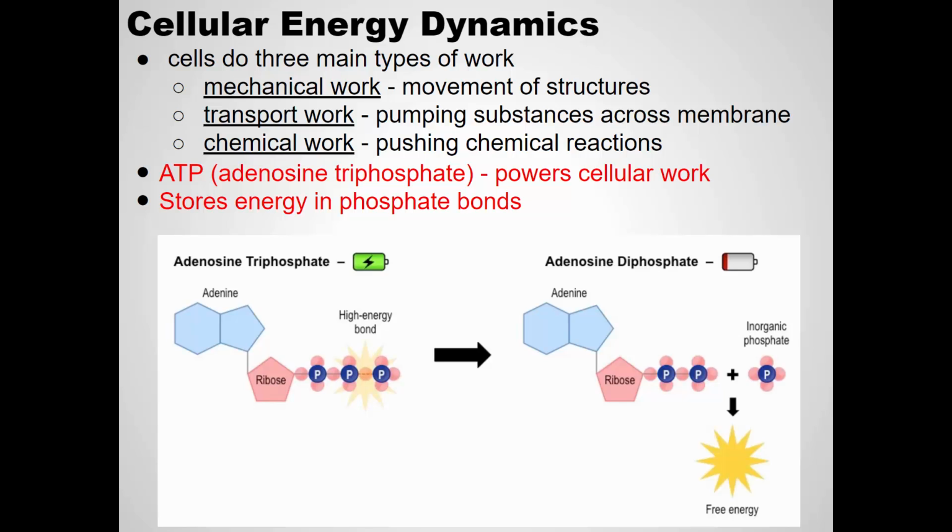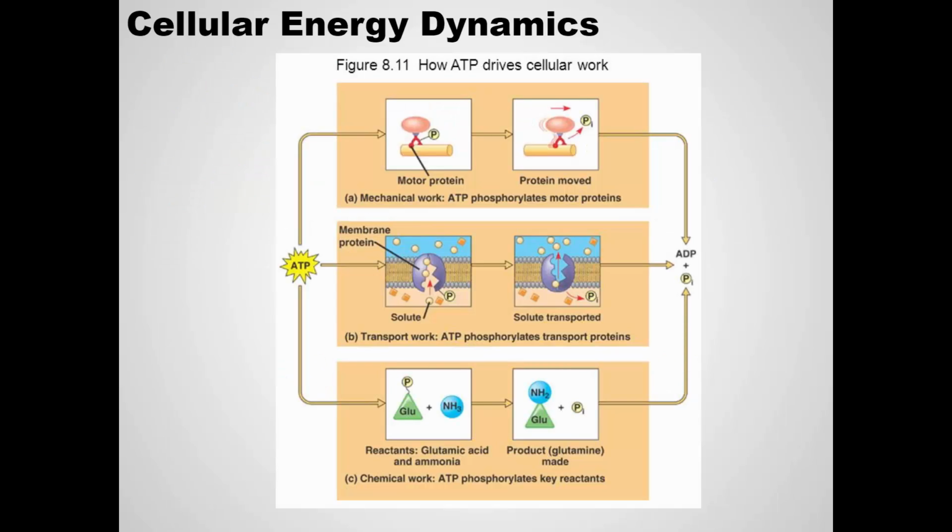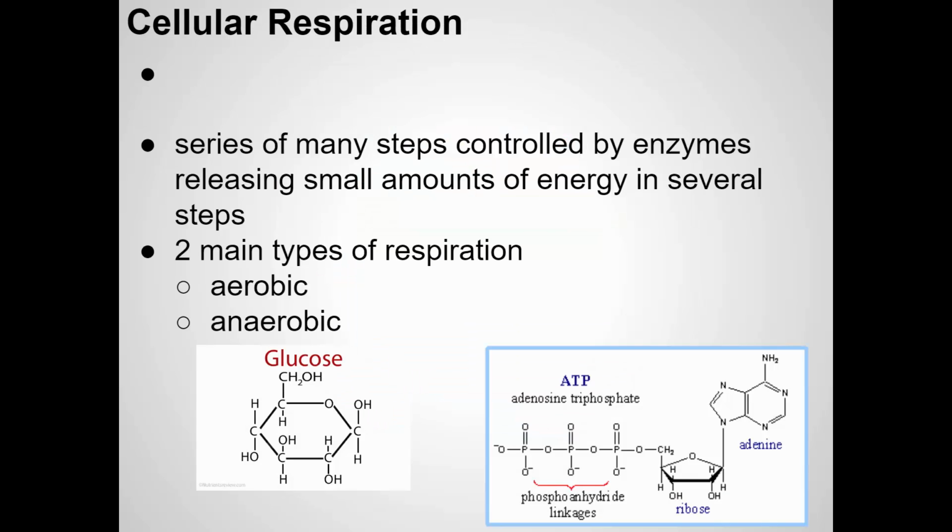So here's another diagram that shows the 3 types of work that cells need ATP for: moving structures within the cell, transporting molecules, and also for specific chemical reactions. So we're going to talk about the source of that ATP, the main source, and that's respiration.